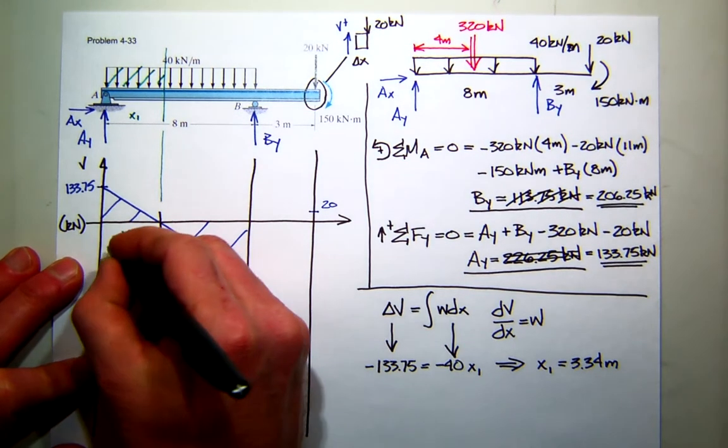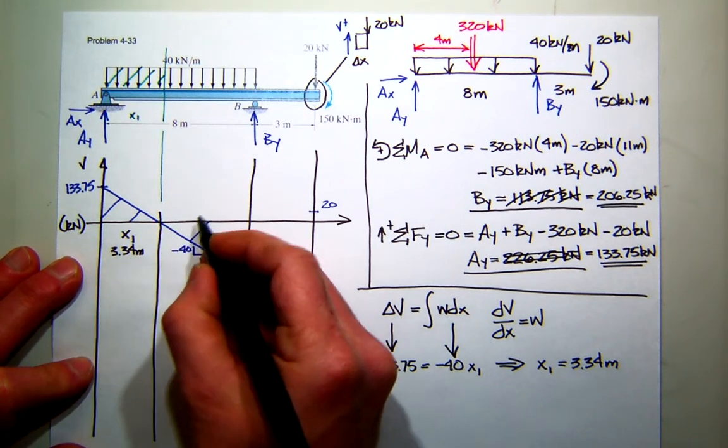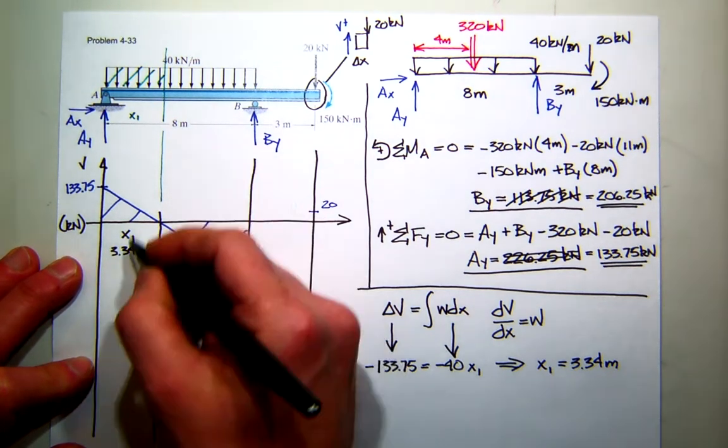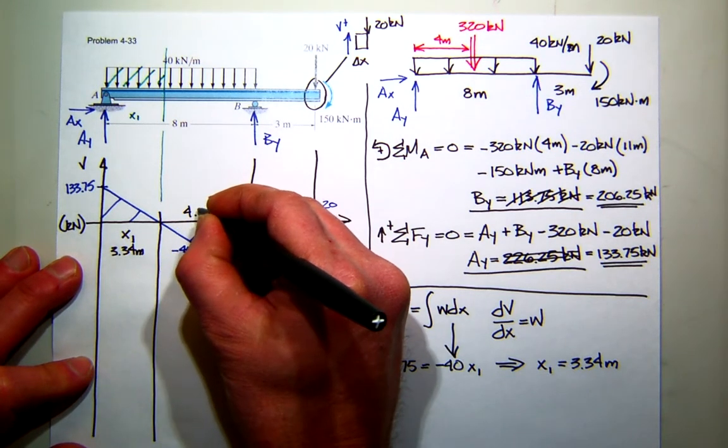So I'll go ahead and pencil that in. So if this is 3.34 meters, what's this distance over here? 8 minus that, right? So that's 4.66.